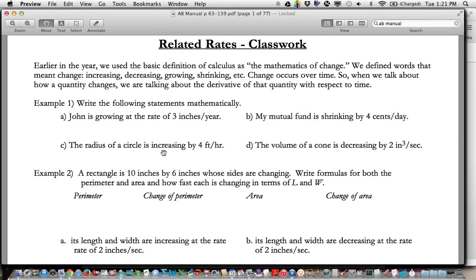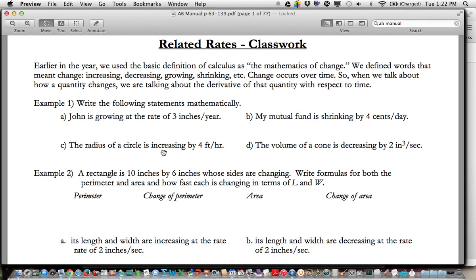A max problem should be easy to identify. It's going to ask, what's the max profit? What's the minimum cost? How fast can you get there? What's the highest the ball ever got? Those are max-min kinds of questions.